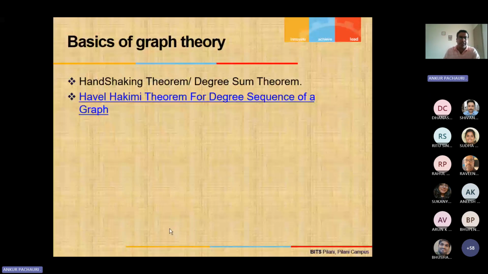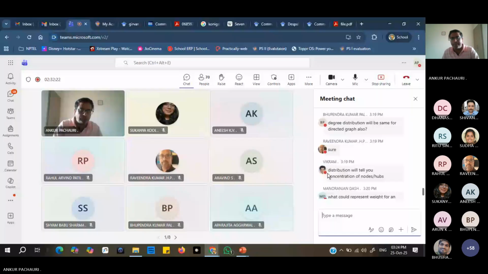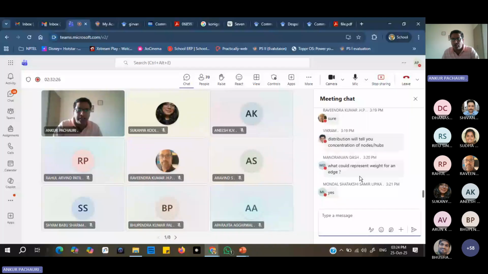Degree sequence. A distribution will tell you the concentration of nodes. And what could represent the weights of edges? The weight of those edges can be either the importance, or the path length, or the cost of traversal, cost of passing the information or something. That depends. Any number associated with that edge.